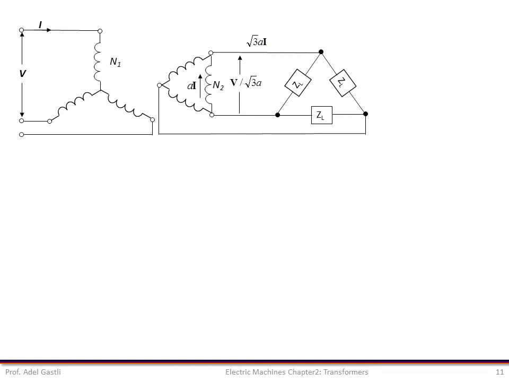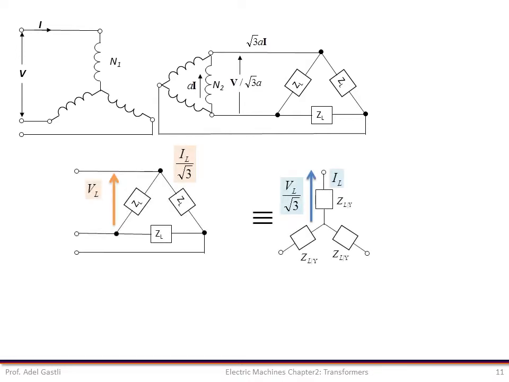The equivalent Y load can be obtained for the actual delta load by the well-known delta-Y transformation. This transformation allows us to find an equivalent Y load connection representation of the delta load connection. This figure shows how this delta to Y transformation is performed. Notice that the phase voltage in the Y connection is equal to the line voltage divided by square root 3, and the phase current in the delta connection is equal to the line current divided by square root 3.